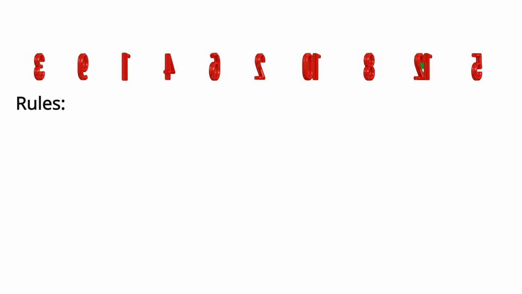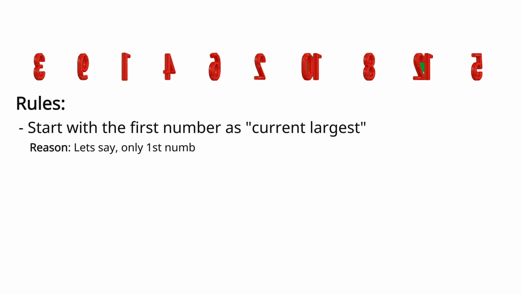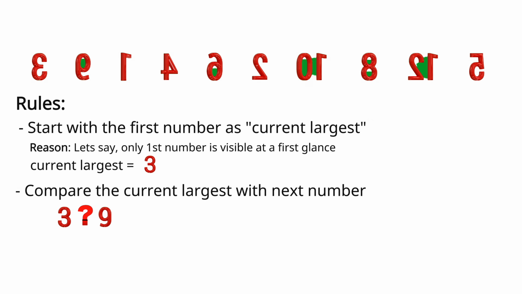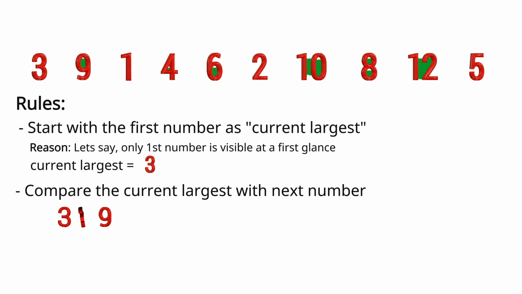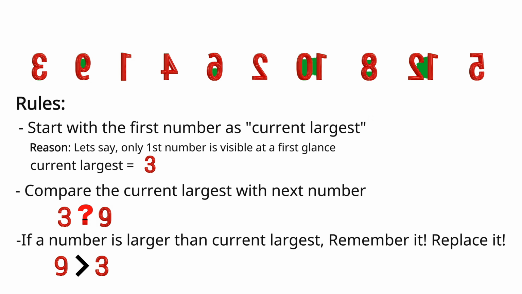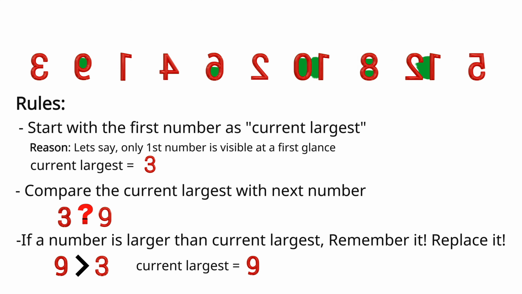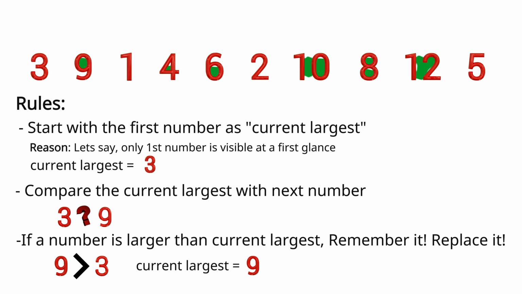To track the largest number, we just need a simple rule. Start with the first number as your current largest. Compare the current largest with the next number. If a number is larger than your current largest, remember it, replace it. Done? Simple and solid.